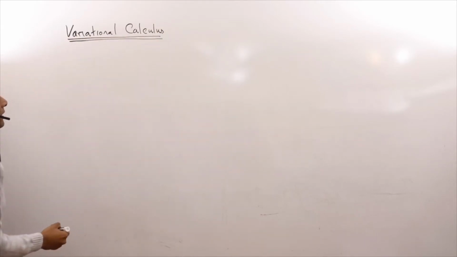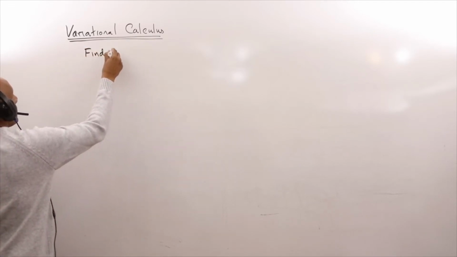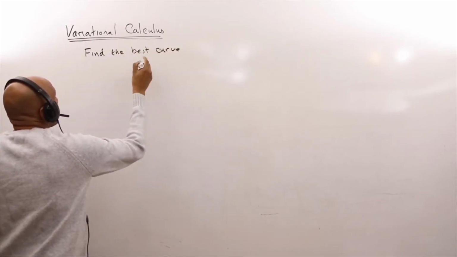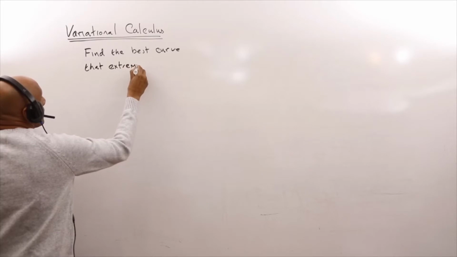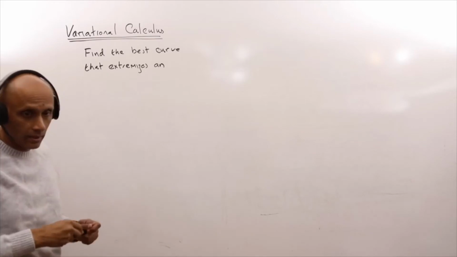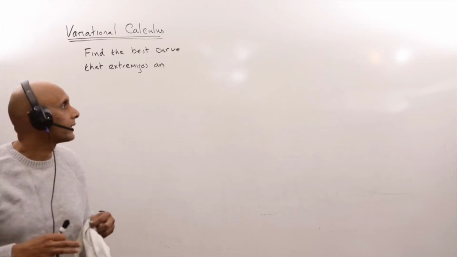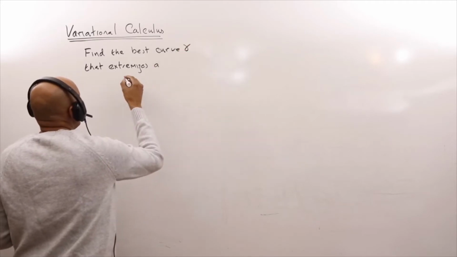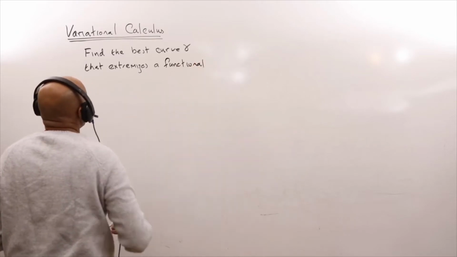So what is variational calculus? It's basically an optimization, finding the best curve that extremizes something called a functional. So find the best curve gamma that extremizes a functional. So this is called variational calculus, of course.